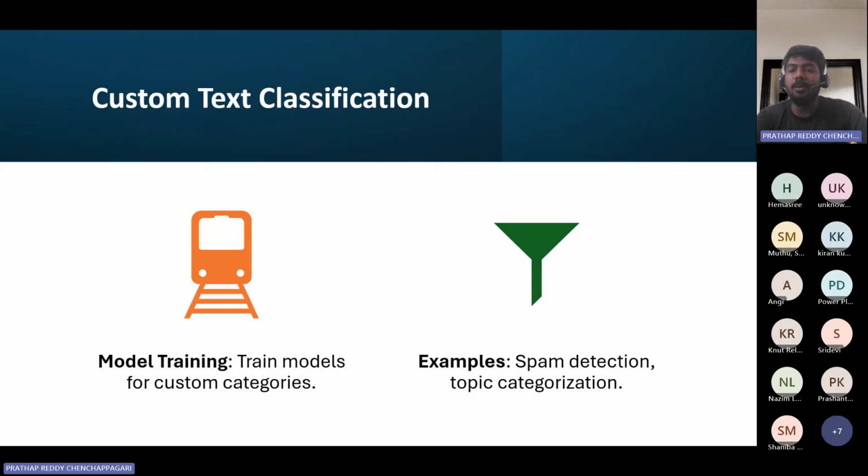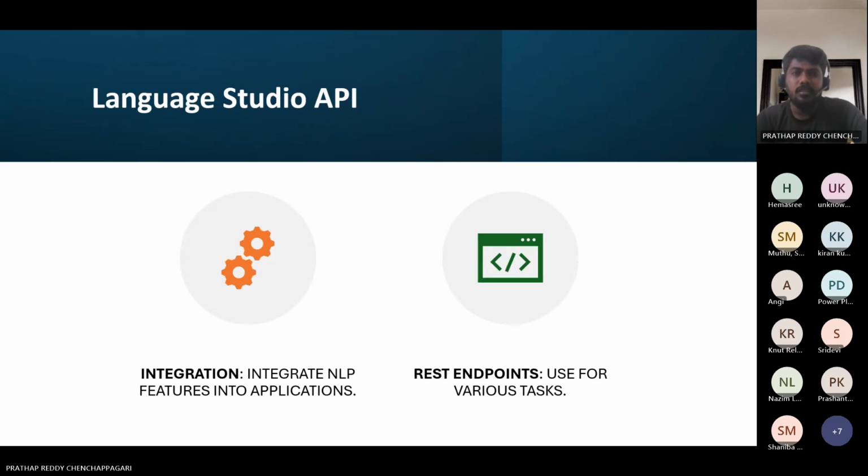We have some topic categories. We can choose more topics in different ways, and they will be used for custom text classification in Azure Language Studio. We also have some APIs, so we can integrate Language Studio into your application. For example, if you create a bot application, you can integrate the Language Studio APIs to add NLP features into it. We also have REST endpoints that you can use for various tasks, and they will work for your application as well.